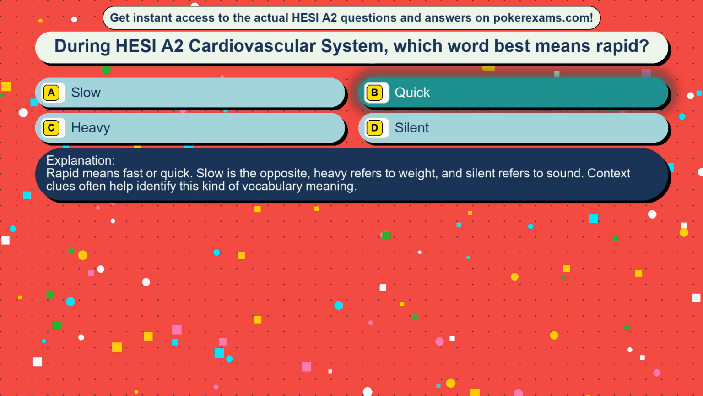Rapid means fast or quick. Slow is the opposite, heavy refers to weight, and silent refers to sound. Context clues often help identify this kind of vocabulary meaning.